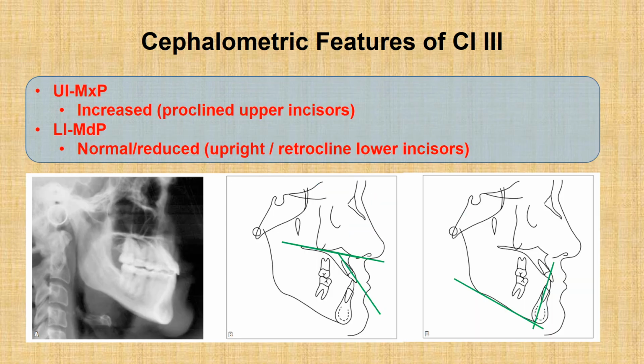Now, because of the proclination of the upper incisors, the upper incisor to the maxillary plane angle is increased, and because the lower incisors tend to be upright or retroclined, the lower incisor to the mandibular plane angle tends to be normal or reduced.